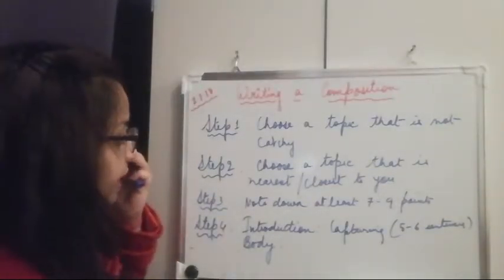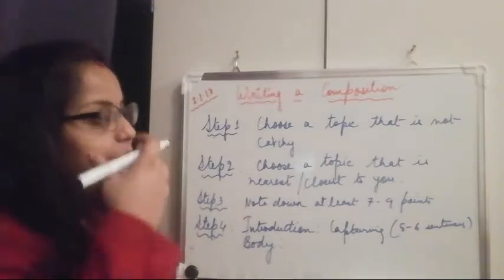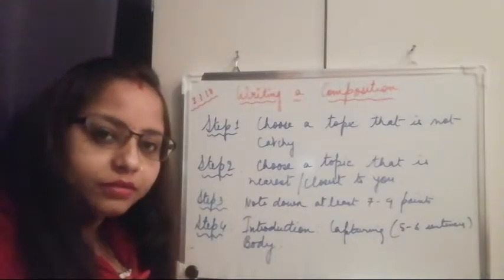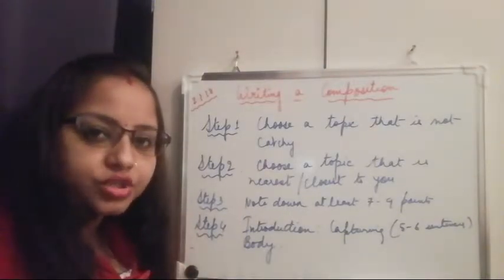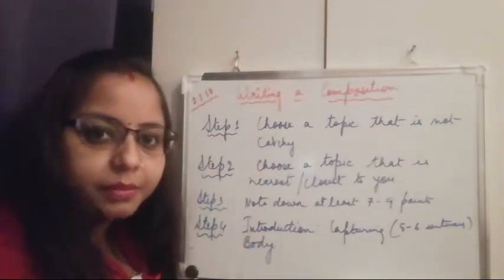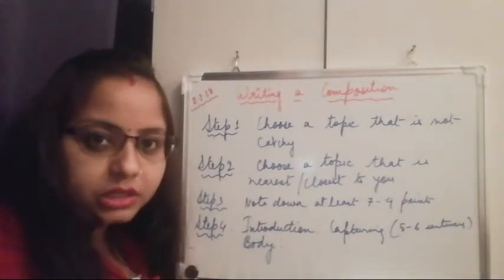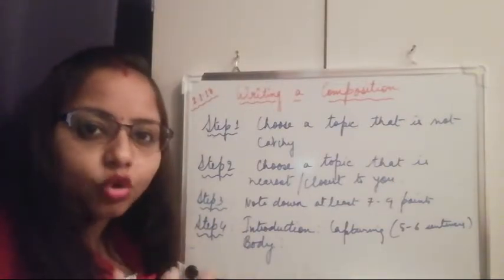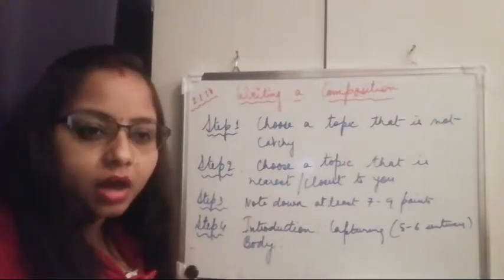Now the body of the essay: in any book, any language or grammar book, most of the authors suggest that the body of your composition should comprise 3 to 4 paragraphs. But I would suggest make smaller paragraphs and break them into 5 to 6. At least 5. Means instead of writing 3 lengthy paragraphs, go for 5 short paragraphs, 5 to 6 short paragraphs, each having 5 to 6 sentences.